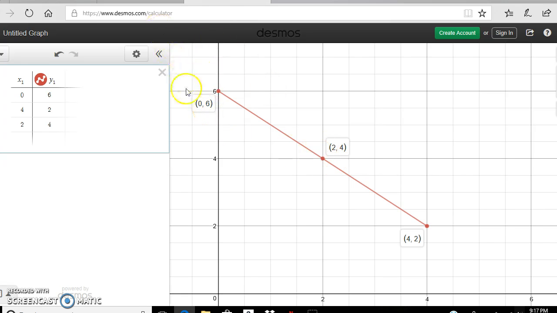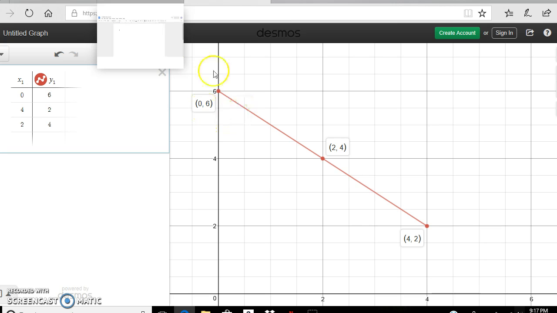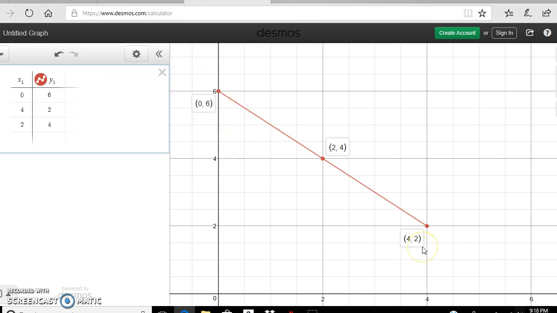So it would be 0 plus 2 divided by 2, which equals 1, and 6 plus 4, which equals 10, divided by 2, it's 5. So that would be 1 and 5. That's pretty easy. Now we're going to do the same thing, but do it to the other point. So it would be 2 and 4 and 4 and 2.